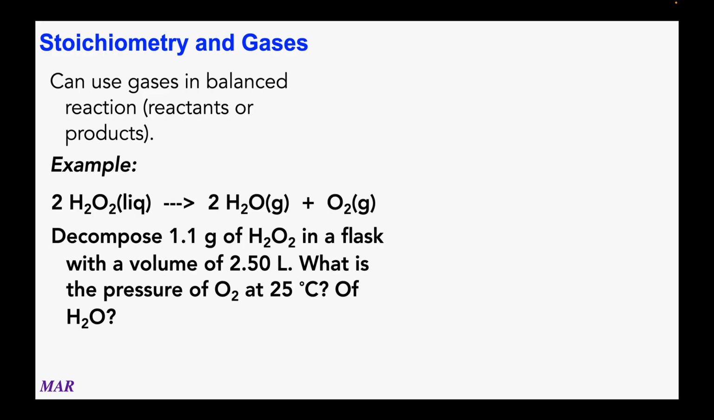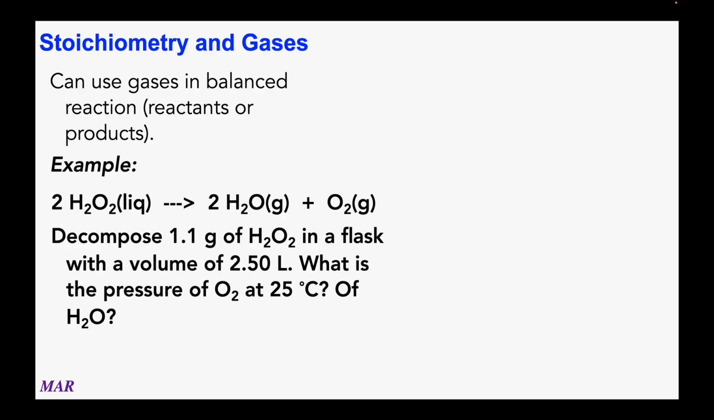You can also use stoichiometry and gases to make things happen. Now, stoichiometry is just the relative amounts of things. So one reaction we looked at in Chapter 7, Part 2, was hydrogen peroxide breaking down to water and oxygen, and it's a 2:2:1 ratio. So let's say that we're going to decompose 1.1 grams of hydrogen peroxide in a flask, and it's got a volume of 2.50 liters in the flask.